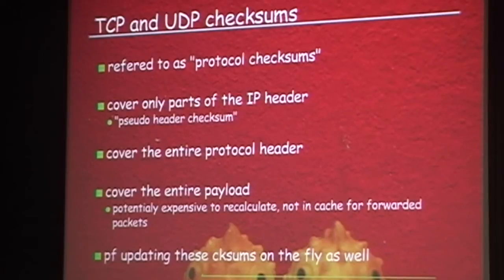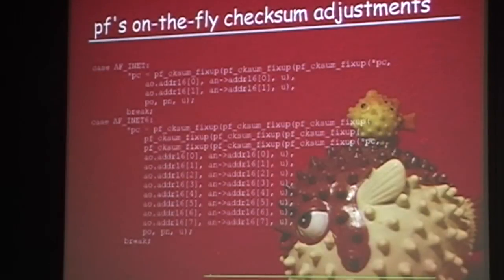The recalculation here is potentially expensive, not because of the math, but because of fetching all that data from slow memory or wherever it might sit. The handling in PF is just the same that we had for the IP checksum, updated on the fly whenever we make changes to the packet. And that's the beauty.